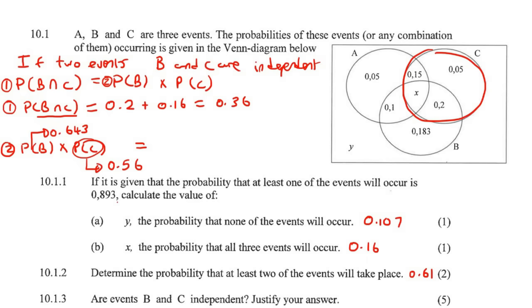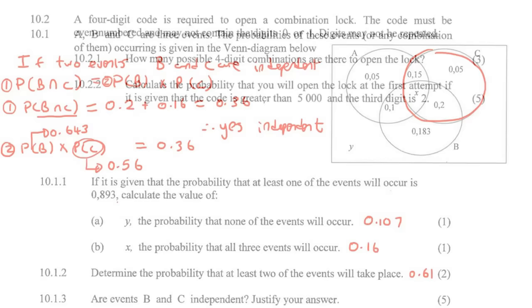And that'll give us 0.36. So these two values are equal. Therefore, yes, they are independent. I've actually hardly ever seen a question where they actually end up being independent.